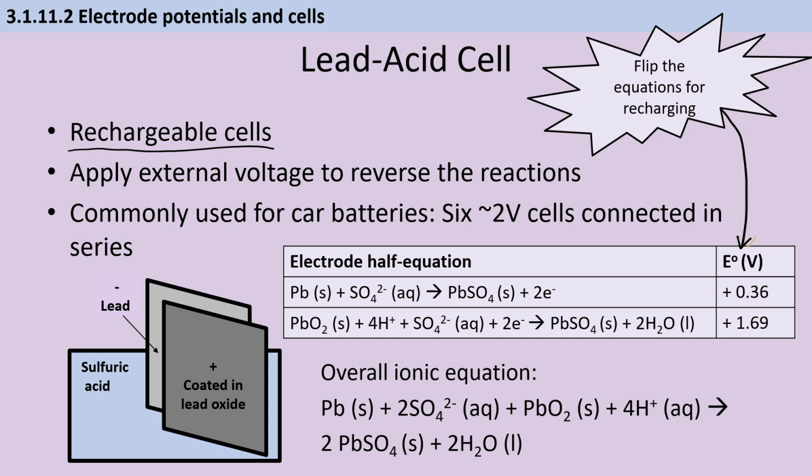The cell consists of 2 sheets of lead serving as electrodes, and the positive electrode is coated in lead oxide. Those 2 sheets are then dipped into sulfuric acid. At the negative anode, oxidation occurs, and 2 electrons are lost from the lead when it reacts with the sulfate ions from the sulfuric acid. At the positive cathode, those electrons reduce the lead oxide with 4 hydrogen ions and sulfate ions to make lead sulfate and water. If those processes are combined, we get this overall equation.